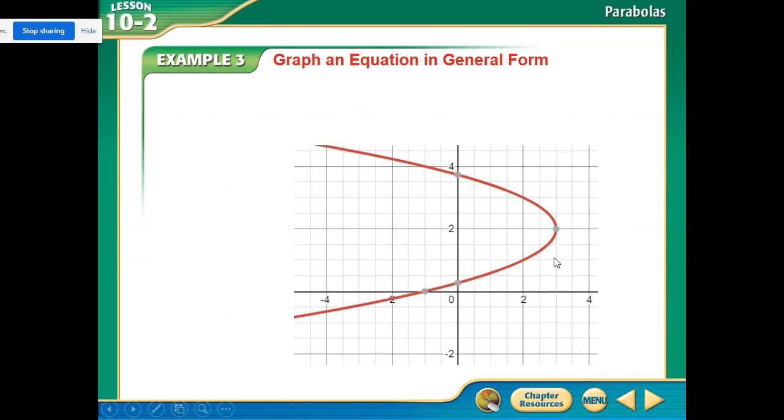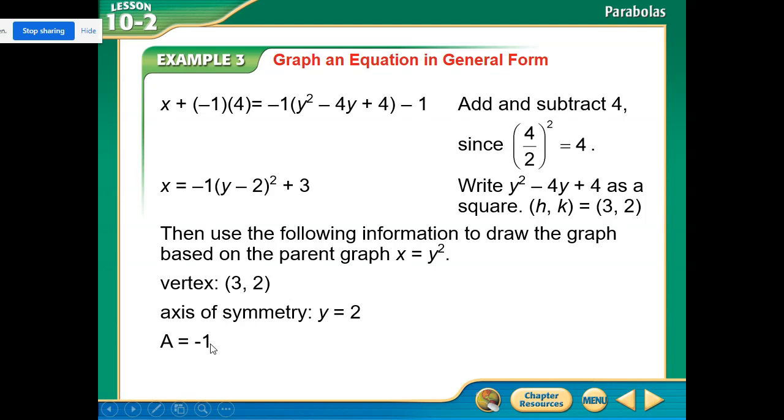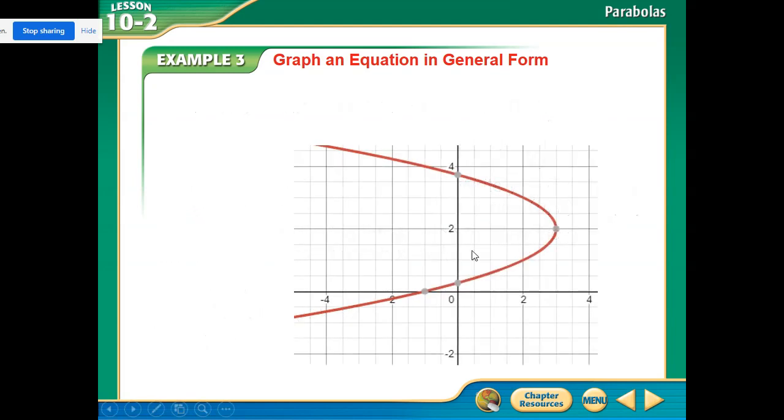So we go 3, 2. And now we're going left and right because this is an x equals 1. It's x equals y squared. So negative means back 1 and down 1, or back 1 and up 1 for our different points, that a value, and it comes off in this direction.